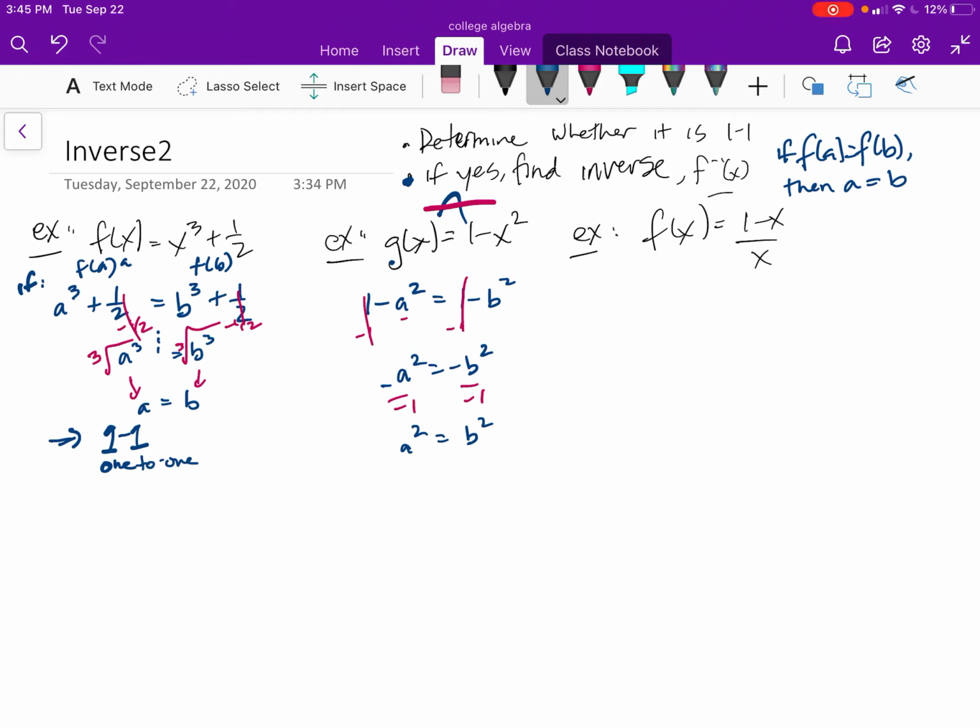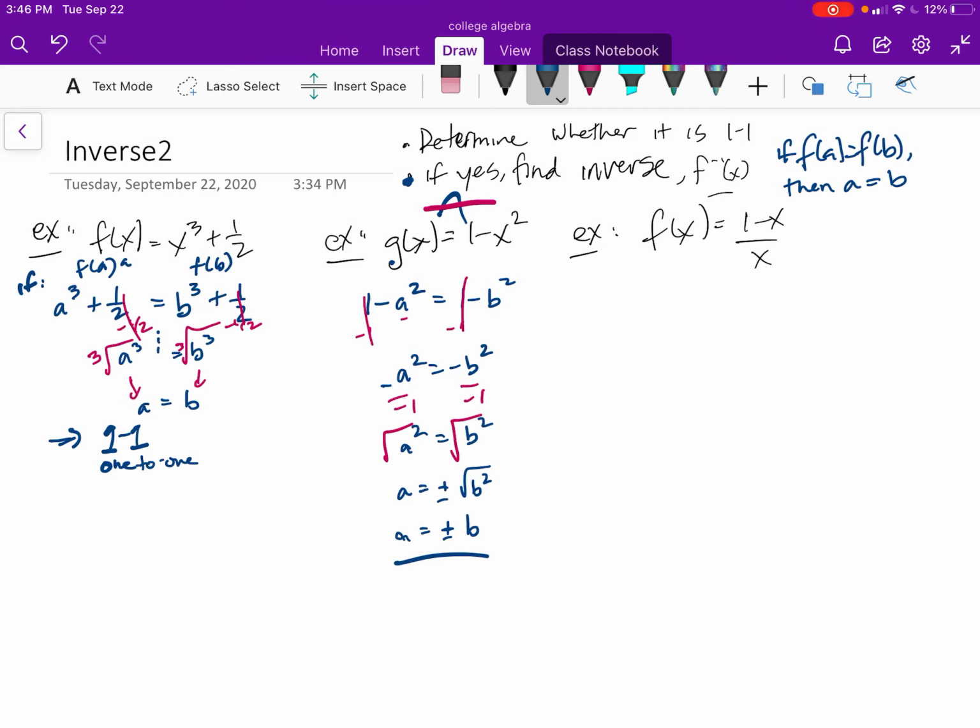And then you think, once you square root it, a equals b, so this should be one-to-one, but not quite. Remember, when you take a square root, your result becomes plus or minus, plus or minus square root of b squared, which is b. Anytime you do a square root, you have to remember that you might be talking about the positive or the negative result.